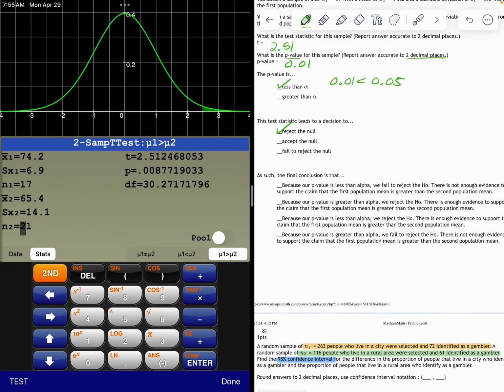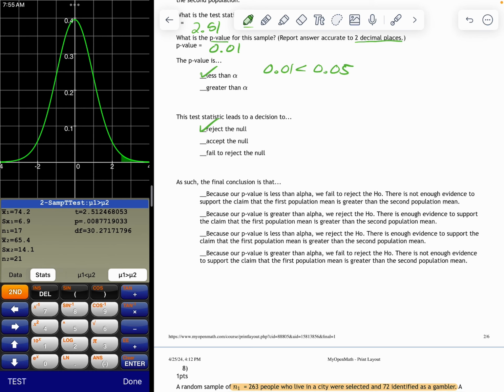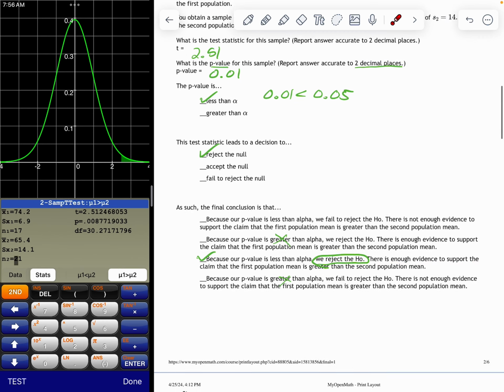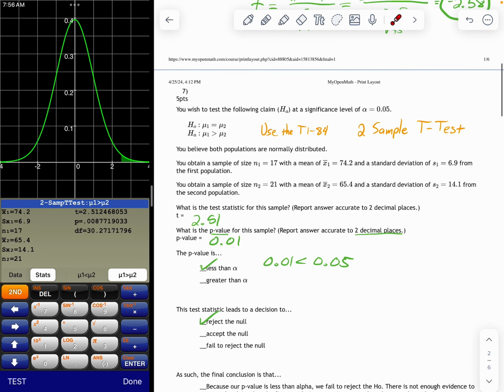And what's our final conclusion? Because our p-value is less than alpha, it's not greater than alpha, so get rid of those two. We reject the null, so it's this one. And then it's probably worth your time just to read the final sentence. So there is significant evidence to support the claim that the first mean is greater than the second mean.